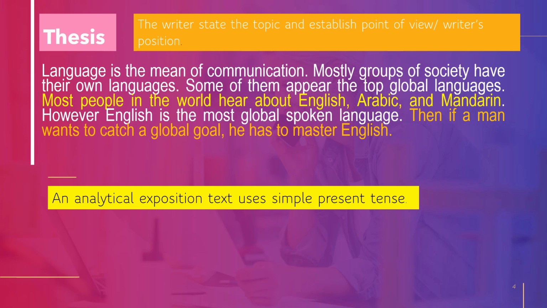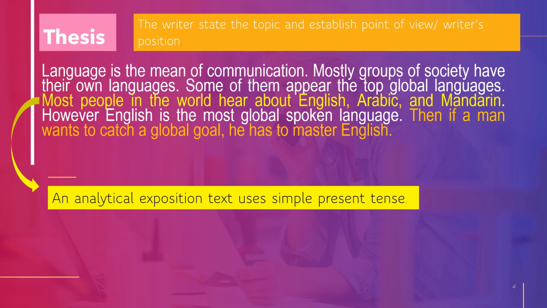For example, language is the means of communication. Mostly groups of society have their own languages. Some of them appear as the top global languages. Most people in the world hear about English, Arabic, and Mandarin. However, English is the most global spoken language. Then, if a man wants to catch a global goal, he has to master English.